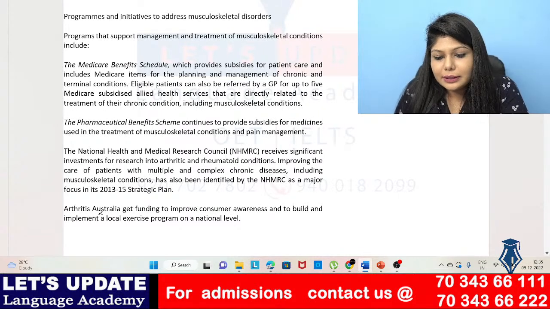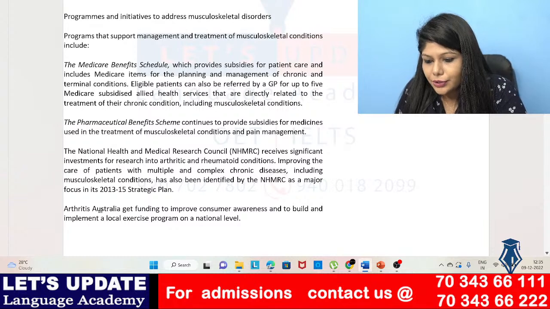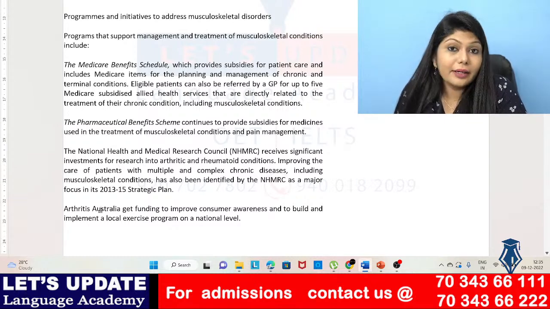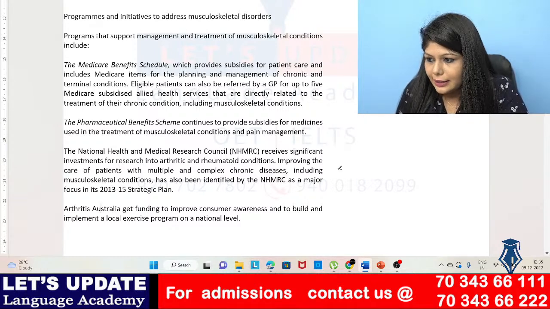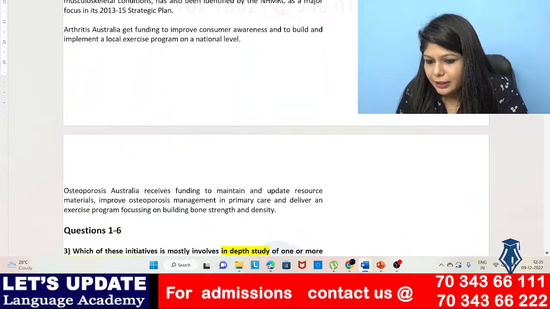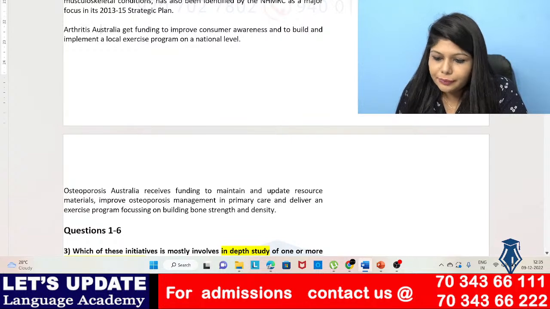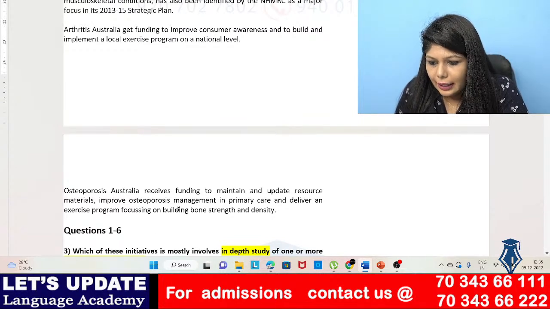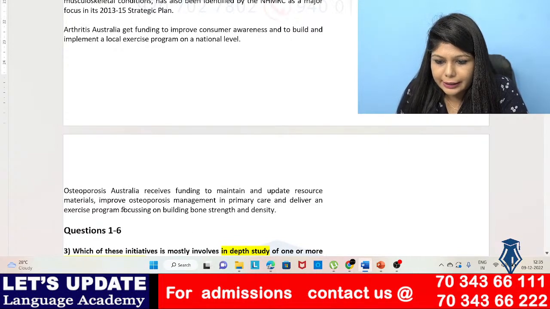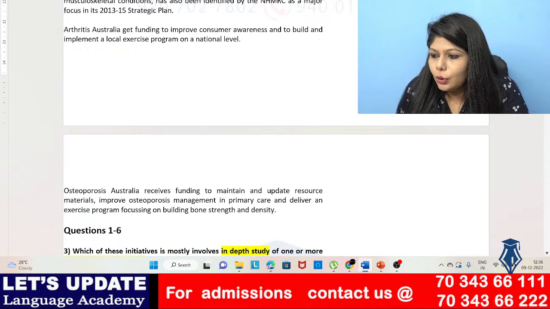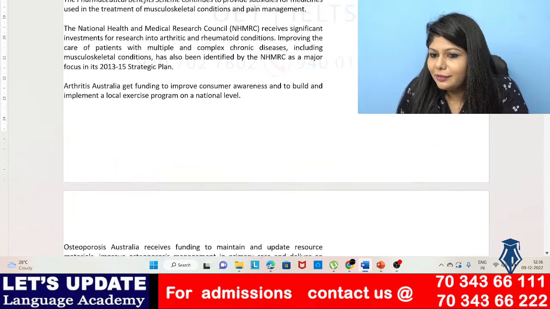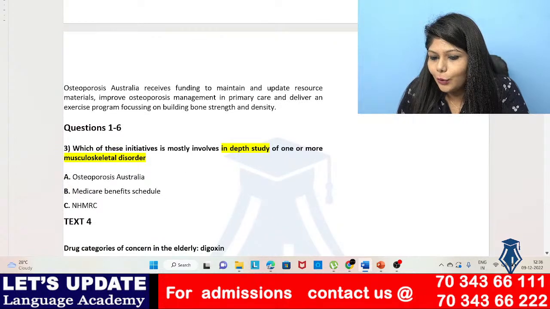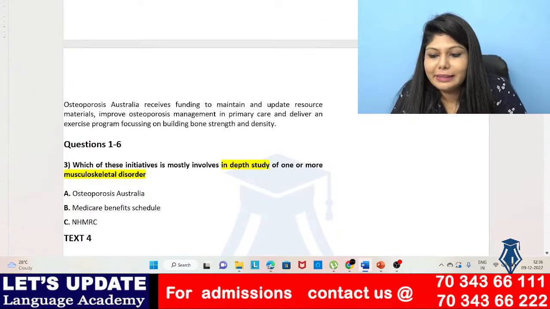Now the next para is about Arthritis Australia. They are about getting funding, etc. And then one more para is left, about Osteoporosis Australia. They are also receiving funding, and there is no mention of musculoskeletal conditions in the last para here. So I hope you have identified the answer by now. What do you think is the answer?